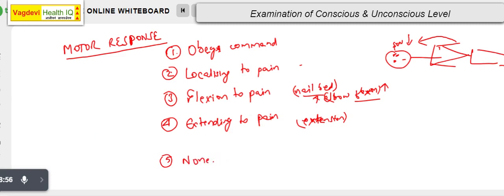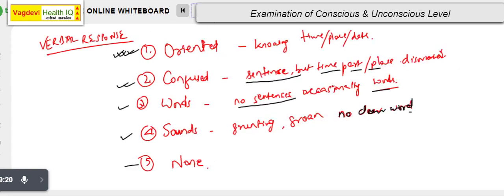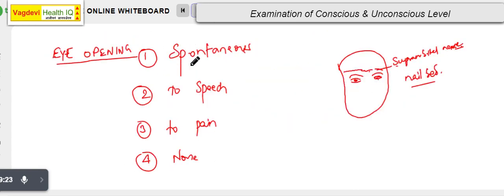Now dear students, just see one thing. In all of our things, we started from number one, so you should remember the sequence. Now we are going in reverse from motor response to make you understand. Three categories: eye opening, verbal response, motor response. Eye opening, spontaneously happening. If not happening, where are you going? To speech. If this is not happening, then where are you going? To pain. If nothing is happening, then you will record as none.